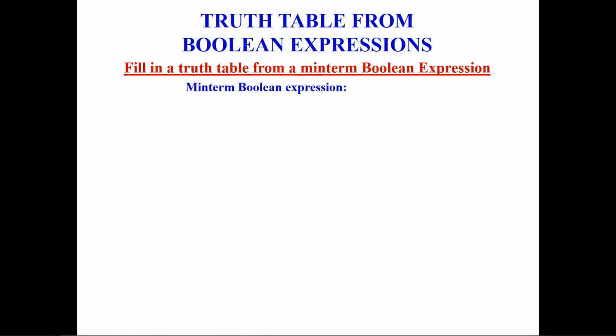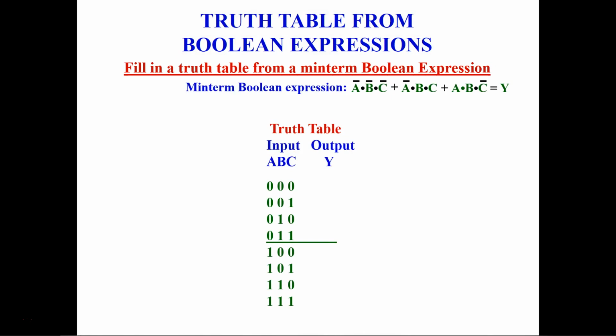So, truth table from Boolean expression. Fill in a truth table from a min-term Boolean expression. Now this is different. Now we have a Boolean expression given, a min-term Boolean expression. You have to make sure this is a min-term Boolean expression, and you can also tell from the type of expression it is.